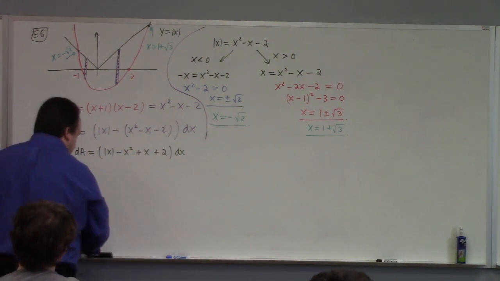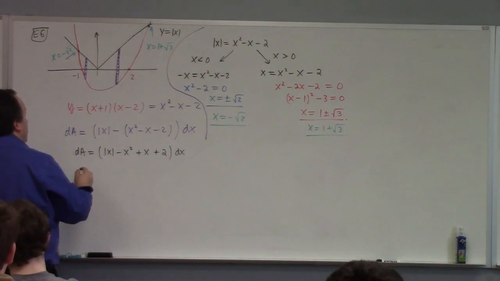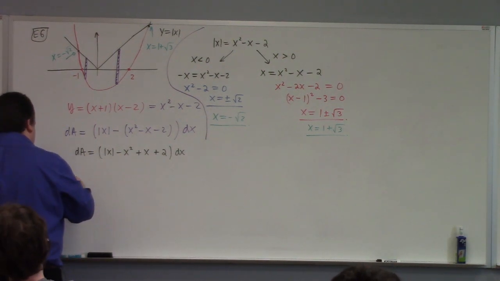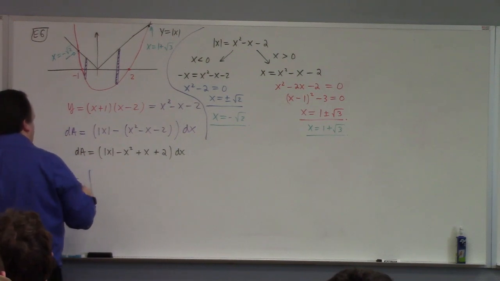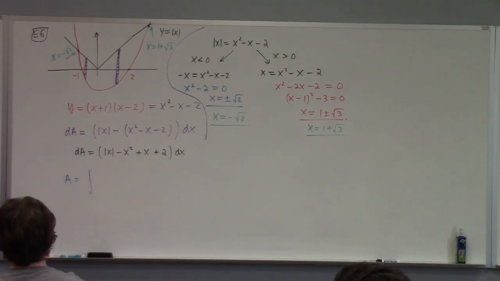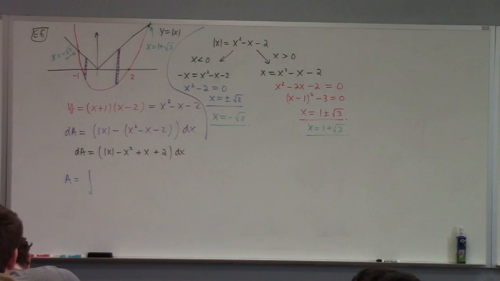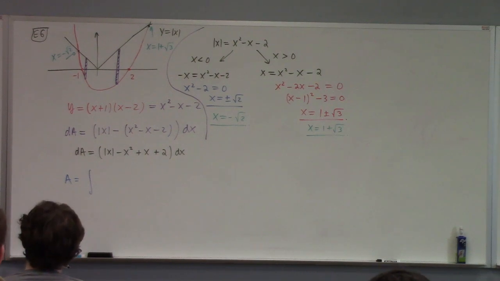And so to calculate the area, what do we do? Area equals the integral. And so I'm going to break the integral up into 2 pieces. Do you see why I'm going to do that? Because we have absolute value of x, right? So either absolute value of x is minus x for negative, or it's x for positive. So we might as well just break the integral into 2 pieces.